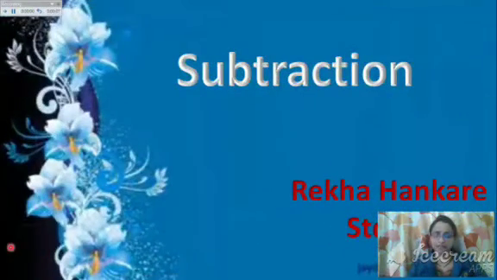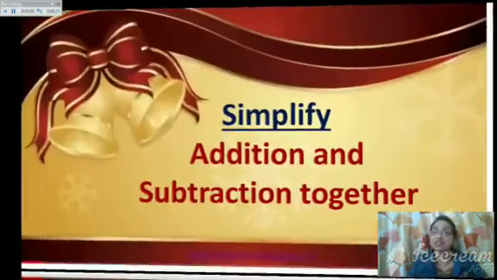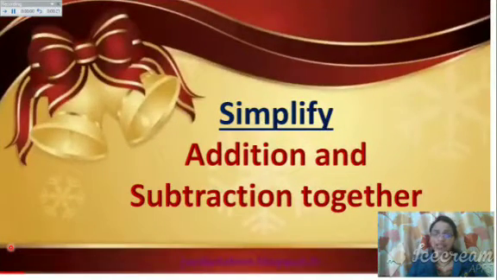Today, in the subtraction chapter, we will continue with the same topic which we already started in the last session, that is, simplifying addition and subtraction together. The remaining examples we will solve in today's class. So let us start.